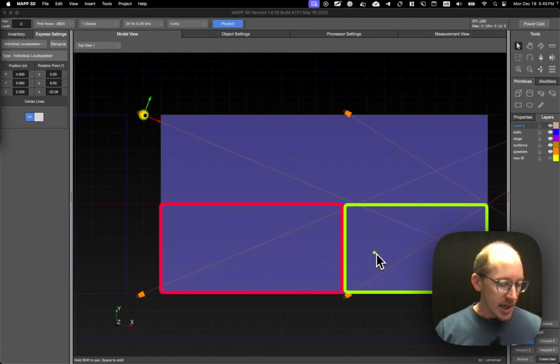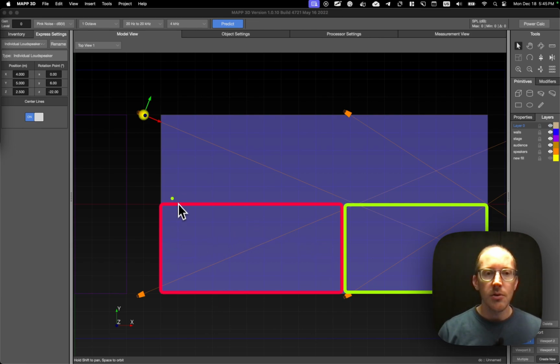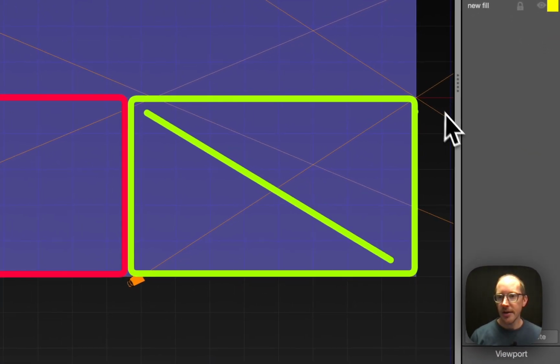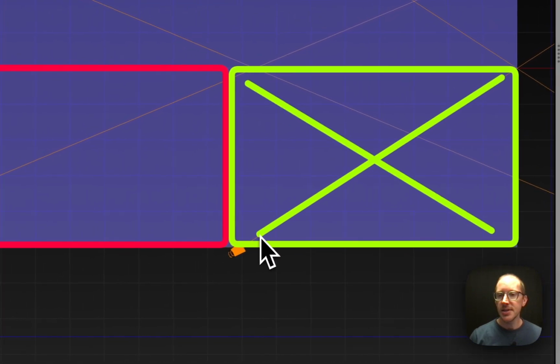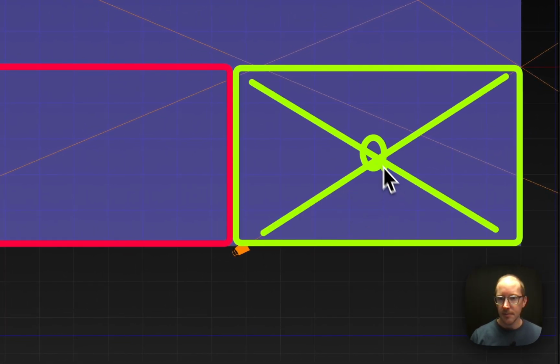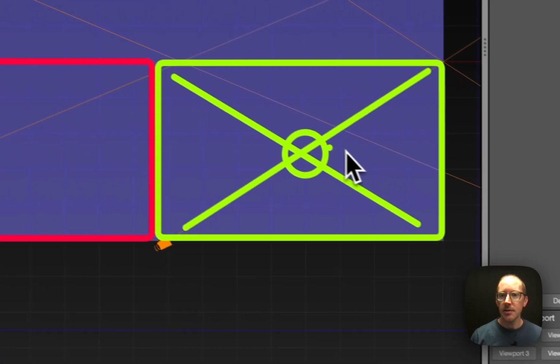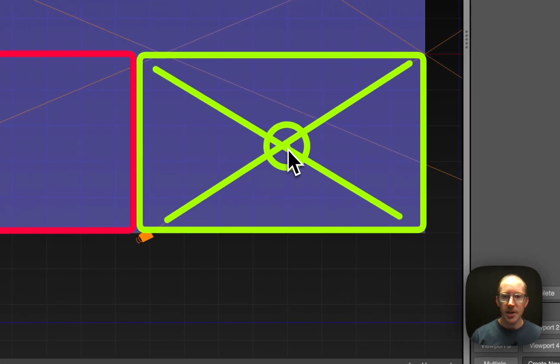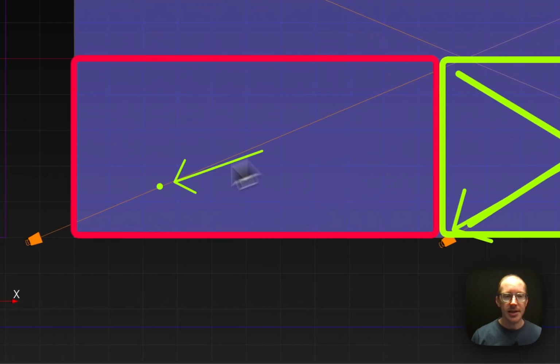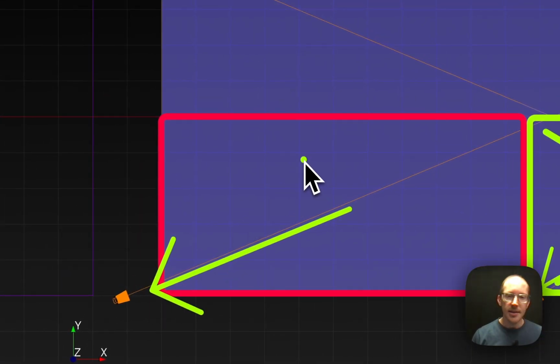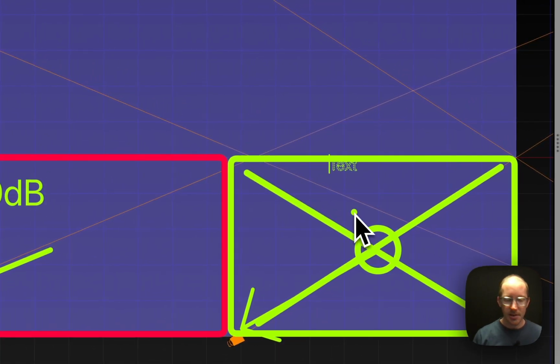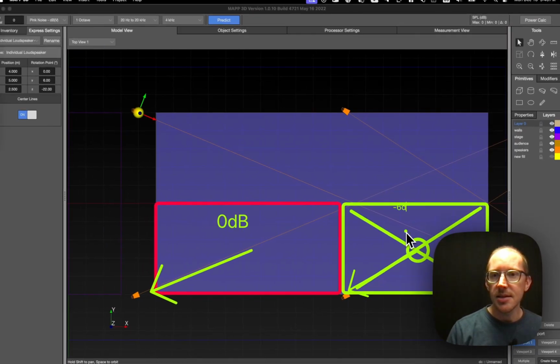So to align these, typically with an audio analyzer, I would find the on-axis point for each of these areas of coverage, midpoint depth, like this. Same thing over here. And then get an on-axis measurement here, get an on-axis measurement here. And then in the end, this speaker is going to end up being something like 0 dB. And then this one's going to end up being something like minus 6 dB.